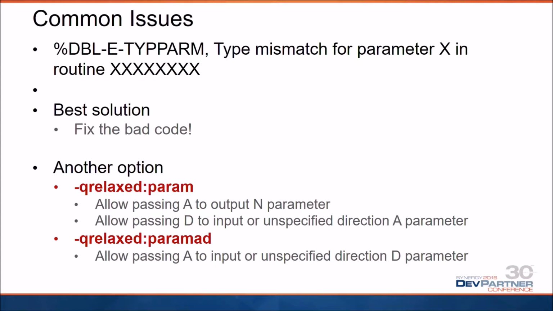We're back to the typical prototyping thing. Why are you passing an alpha to a decimal parameter, and vice versa? Because I can, because traditional Synergy let me do it, and yeah, it'll work fine. It may not be good practice, but I'm doing it because you always let me. So, best solution: fix the bad code.